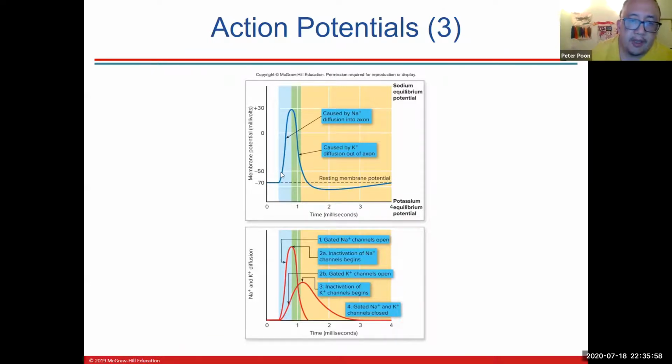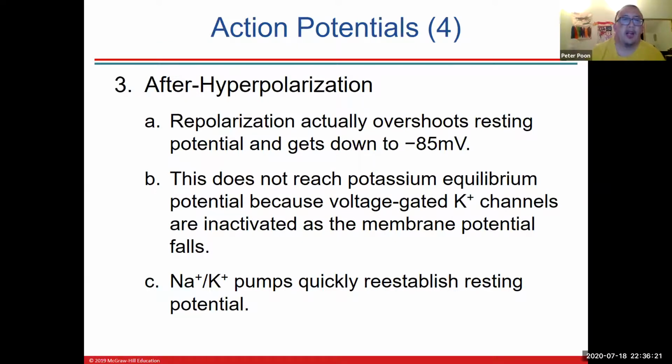So hopefully these make sense to you guys. So here is what happens to the membrane potential. Here is the distribution. After hyperpolarization, repolarization actually overshoots the membrane potential and shoots it down to negative 85. This does not reach potassium equilibrium because voltage gated potassium channels are inactivated as the membrane potential falls.